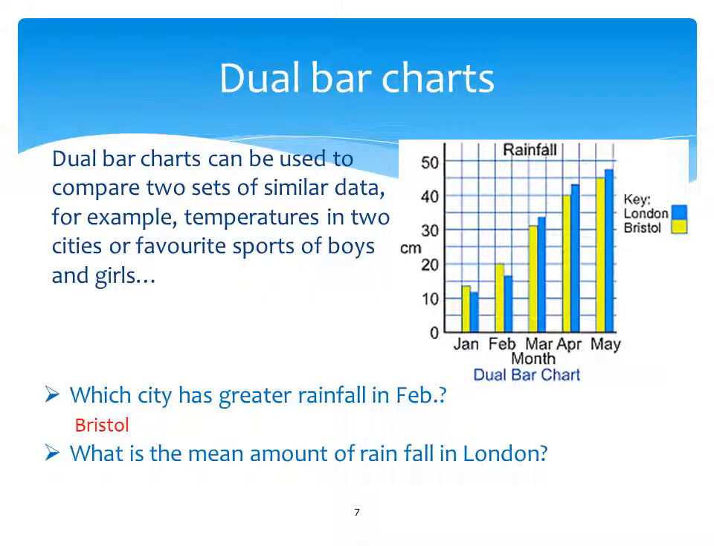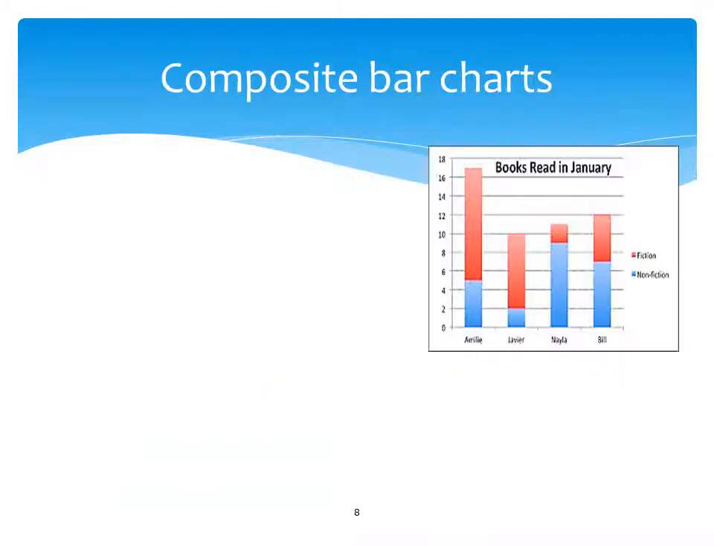What is the mean amount of rainfall in London? You know that the mean is finding the average. So you have to add all the centimeters of rainfall over the 5 months and then divide by 5. And be careful: when they are asking for London, you will look for the blue bars. Adding all the amounts and dividing by 5, you will get 30.5, the average rainfall over the 5 months.